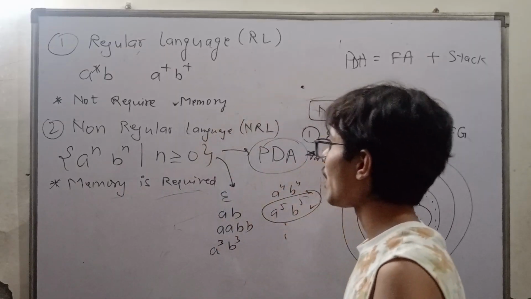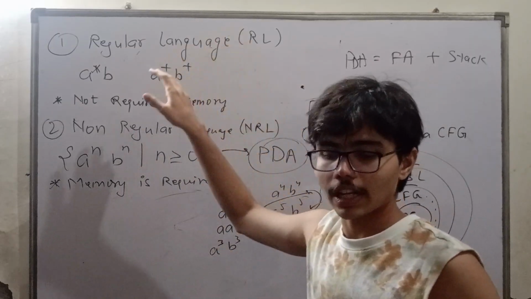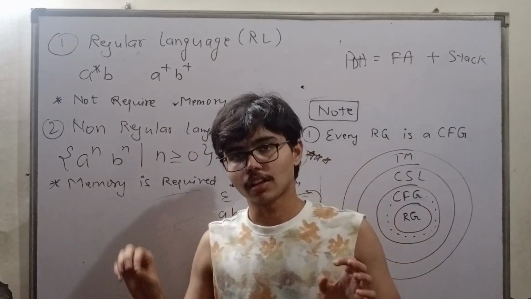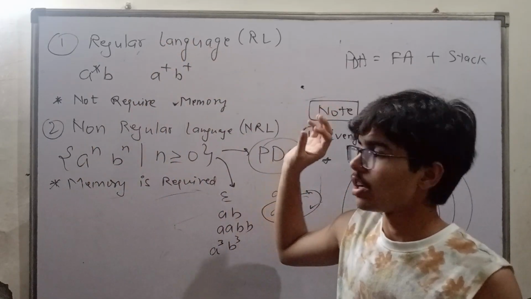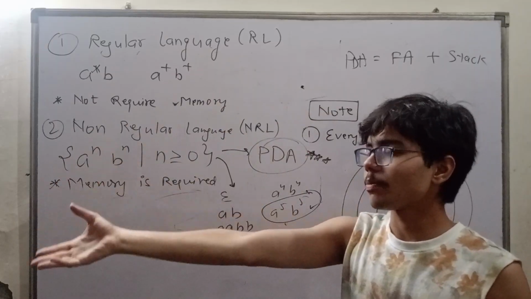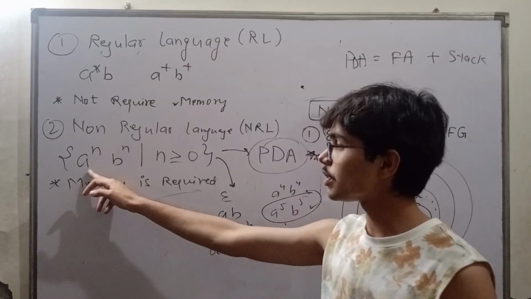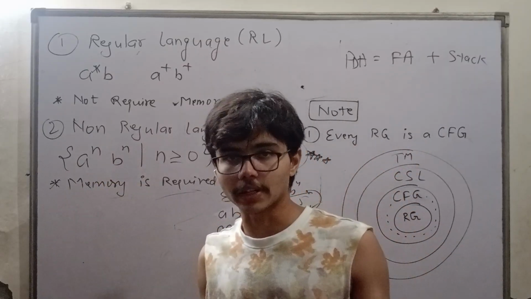But till now you have to know what a regular language is. A regular language is one for which you can make a finite automata. When you see a language and say, yes, I can make a finite automata for this, it is a regular language. Some languages you are unable to make a finite automata for.